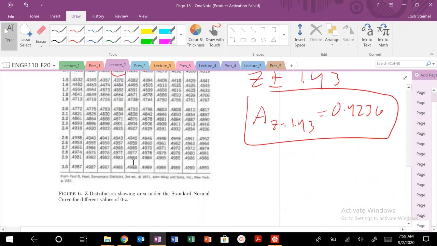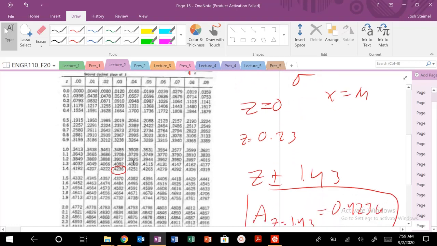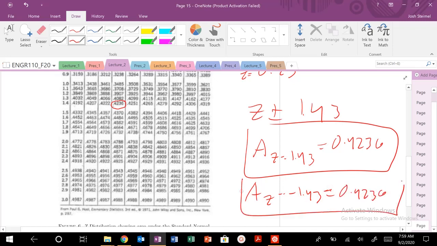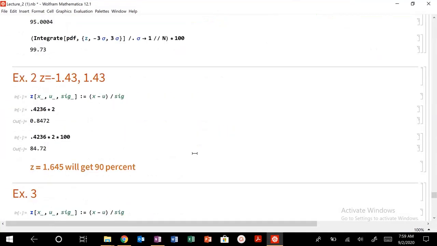What do I do? How am I going to find out? There's no negative values here. How do I find negative values of z? Remember, this curve is symmetric. So for the area of z equals minus 1.43, it's going to be the exact same. So the total area under this curve between plus or minus 1.43 z is just going to be 0.4236 times 2. That's it. Let's confirm that in Mathematica, as always, our double check. Yeah, that's it.